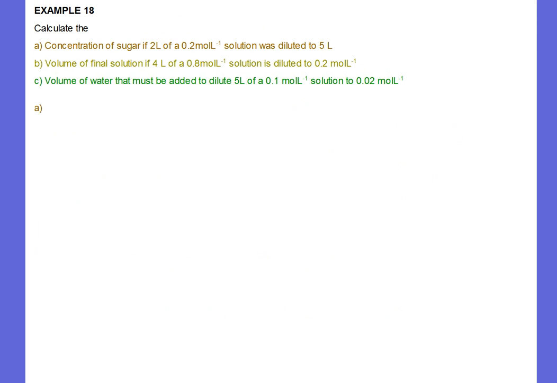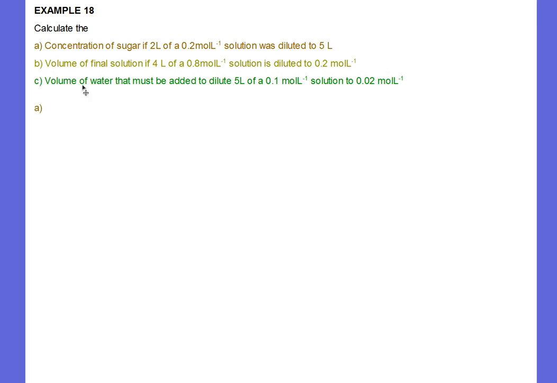So example 18. In all of these, we're doing dilutions. In the first one, we're calculating the concentration of sugar. If 2 litres of a 0.2 mole per litre solution is diluted to 5 litres, that word diluted gives us the green light to use C1V1 equals C2V2. Next question, volume of final solution if 4 litres of a 0.8 mole per litre solution is diluted to 0.2 moles per litre. Once again, that word diluted means we can use that formula.